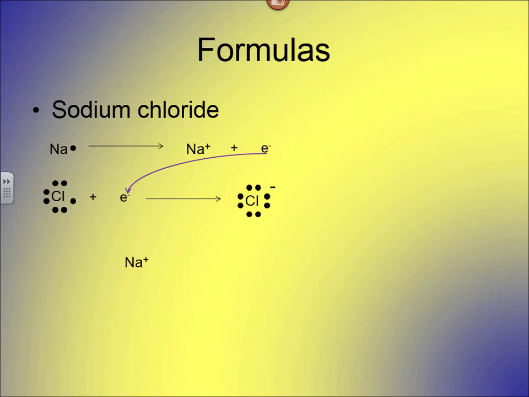Now we have these 2 ions. We have Na+, we have Cl-. What do opposites do? Attract. And we have a +1 and a -1. So those 2 things attract, and they form a bond. When they form a bond, notice that the charges go away because they're balanced out now. And if we were just going to write the formula for this, of course it would just be NaCl.